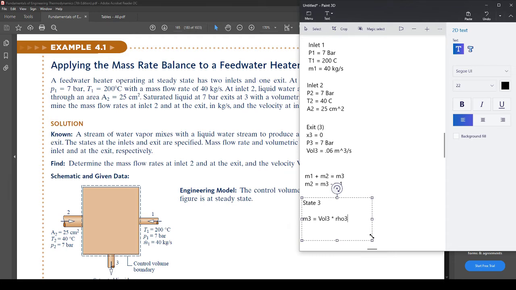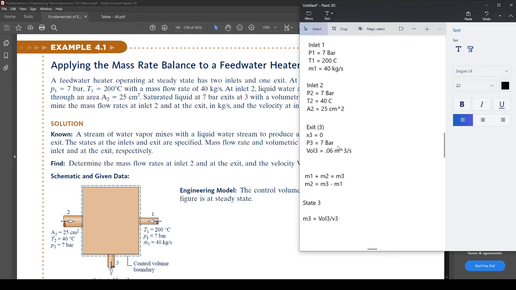Rho 3. Or we can also use specific volume, right? Everyone is following with that. We can use either density or specific volume, so divided by V3. Okay? So with that being said, we now need to find specific volume 3, right? To easily solve for the mass. Like it's right here. All we need to have is V3.